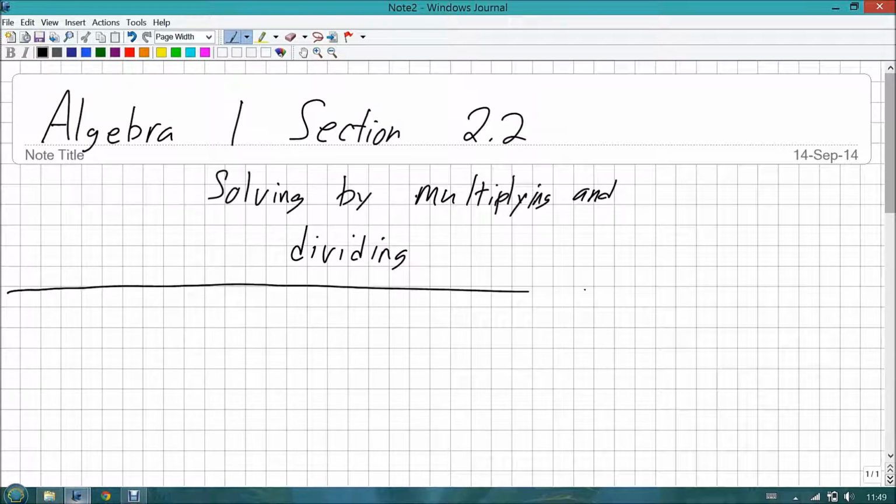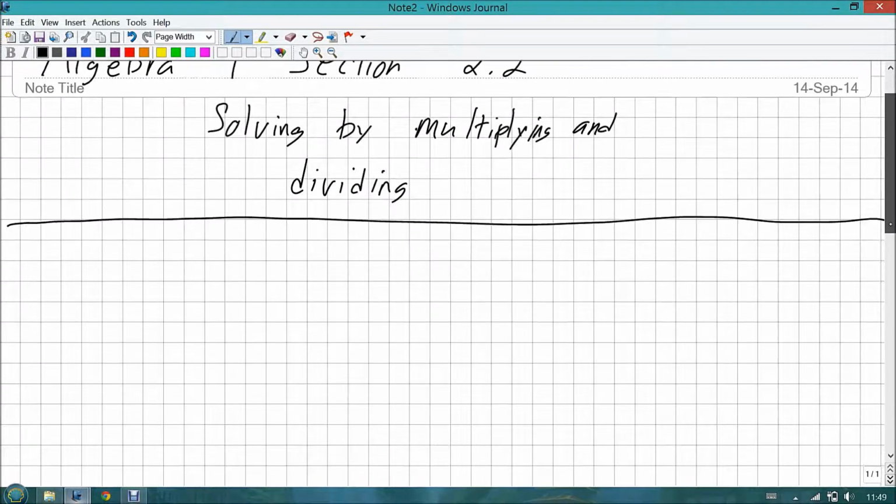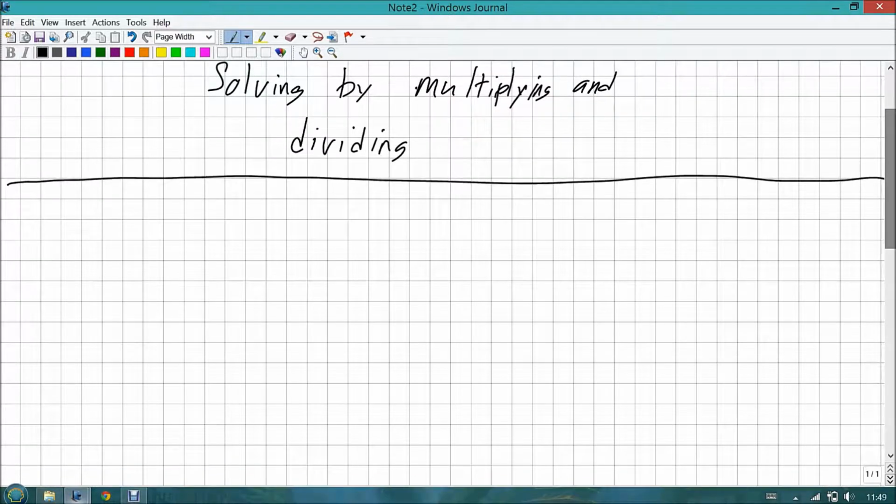Now, if you remember from the previous lesson, what does it mean to solve? To solve means to get your variable on one side and everything else on the other. In the previous lesson, we were working with just addition, or addition with a negative number, which we call subtraction. And to solve those, we got rid of the addition or subtraction by adding or subtracting. So if you get rid of addition by addition, how do you think you're going to get rid of multiplication? Well, you're going to get rid of it with multiplication.